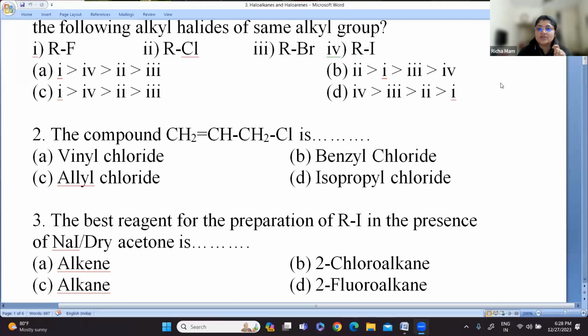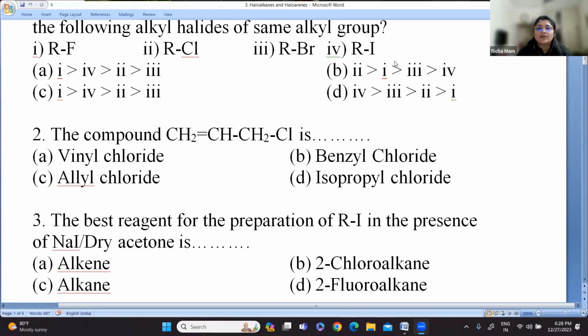And these name reactions, you cannot rote-learn them. You have to practice as much as possible. If you practice, only then can you write them in the exams. If you rote-learn, you cannot reproduce them in the exams. So you need to practice as much as possible.